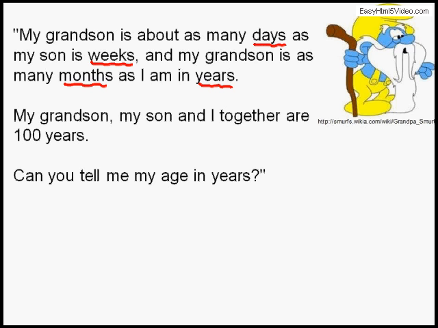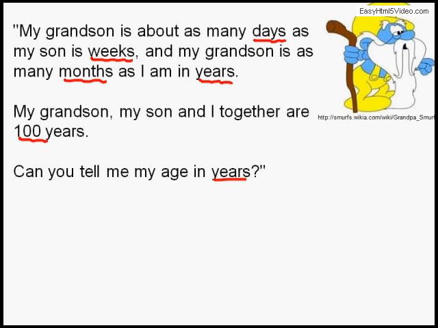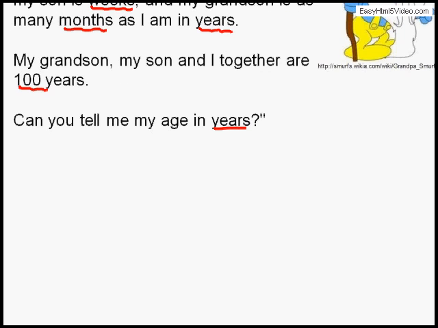my grandson, my son and I together are 100 years old. Can you tell me my age in years? That's obviously then grandpa speaking. So what we need to do is to assign variables and possible values to the three people in this word sum. We can start by saying we've got grandpa, we've got his son, and we've got the grandson.